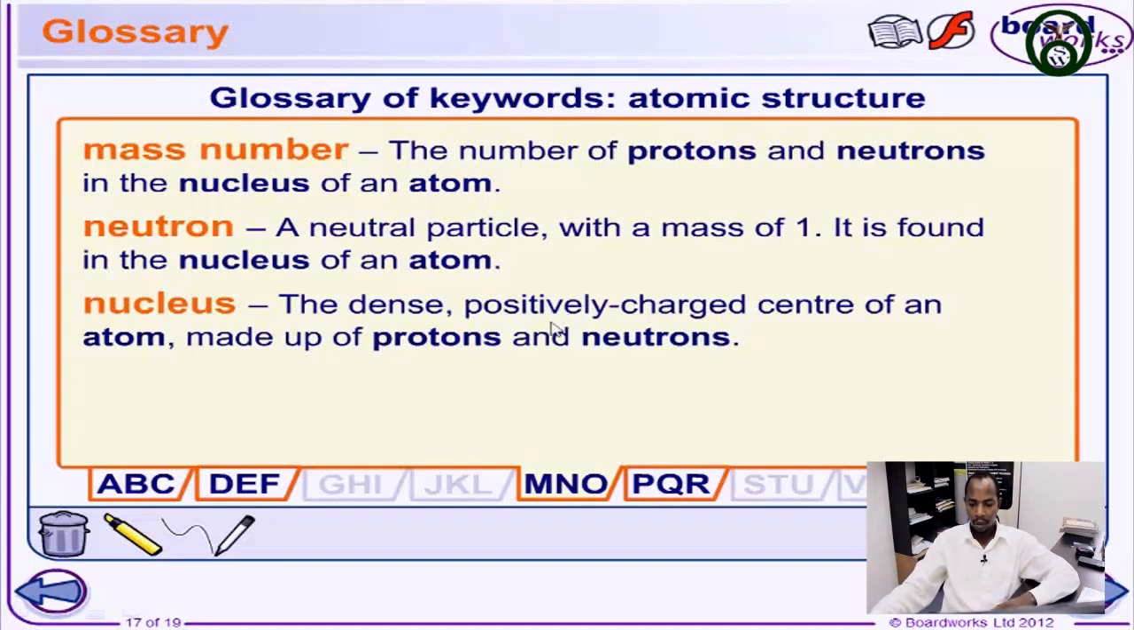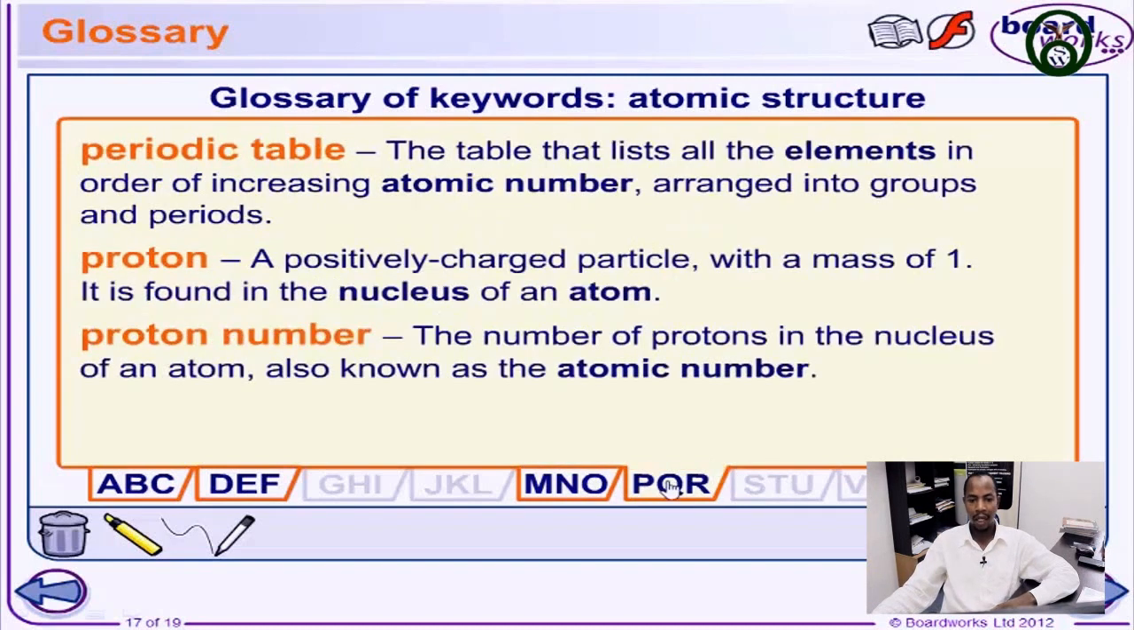Is that okay? Okay, now what of the periodic table? The periodic table lists all the elements in order of the atomic number, increasing atomic number. Now what of the protons? A positively charged particle is a proton, with a mass of 1.